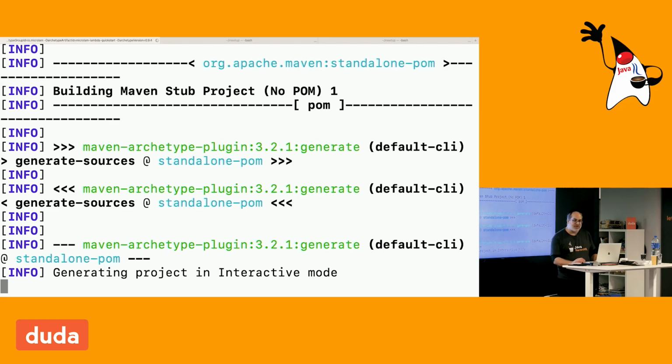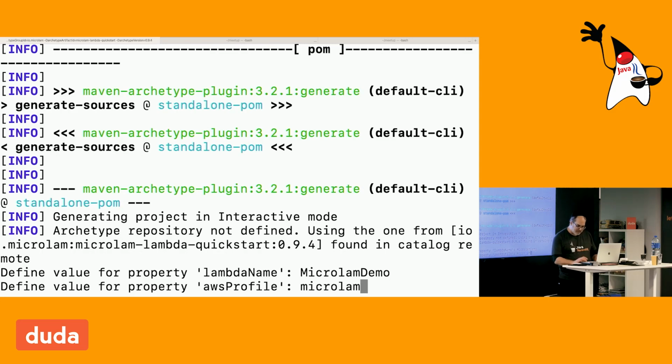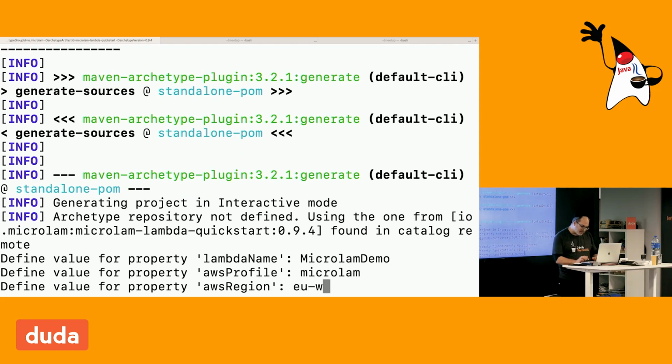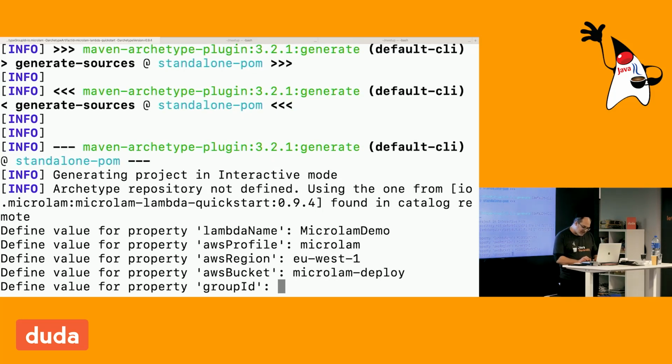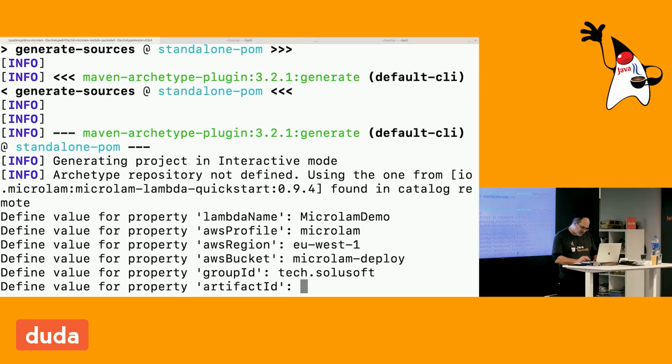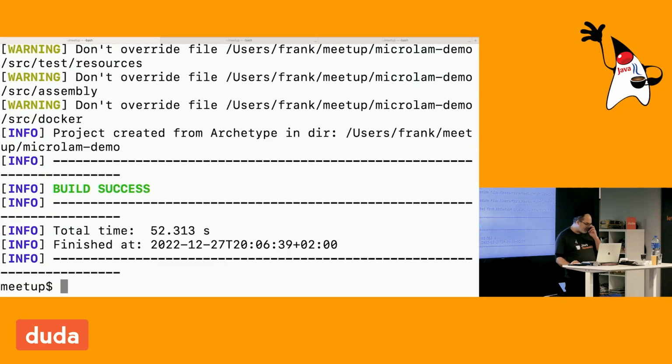Okay, let's begin with the default project with Java 11. We will call it for our Lambda microlam demo. The profile is microlam. Microlam is on my machine. I'm always using the European region. The bucket microlam deploy. Okay. Group ID, let's take something different from microlam. I will take the group of my company. And the artifact ID will be microlam demo. Okay, I accept the version, the package. Okay, that's finished.